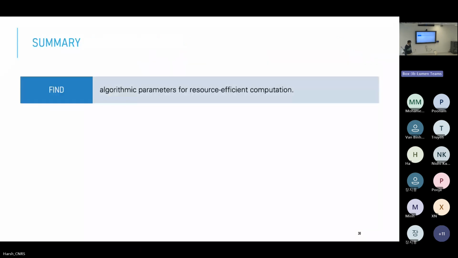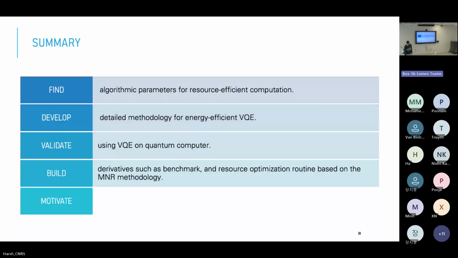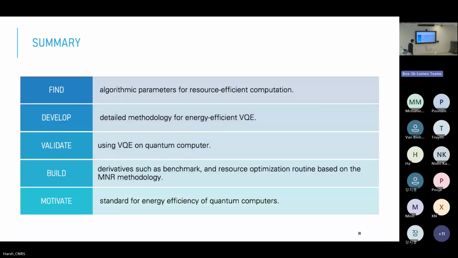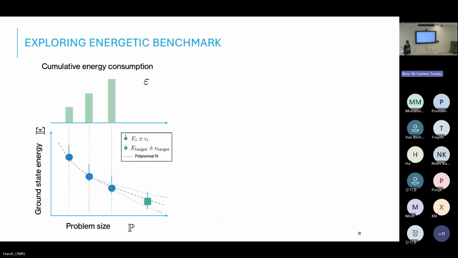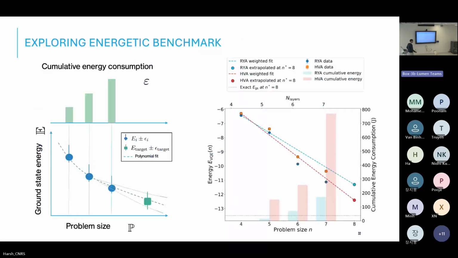Will you apply this to other types of hardware in the future? Yes, that's a long-term goal. What we want to do is energetic benchmarking of quantum computers. Using these kinds of pipelines that we build, we can compare quantum computers using benchmarking. That's what we want to do in the longer term.